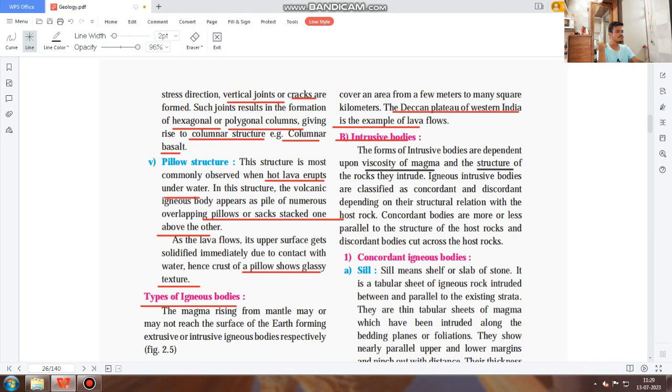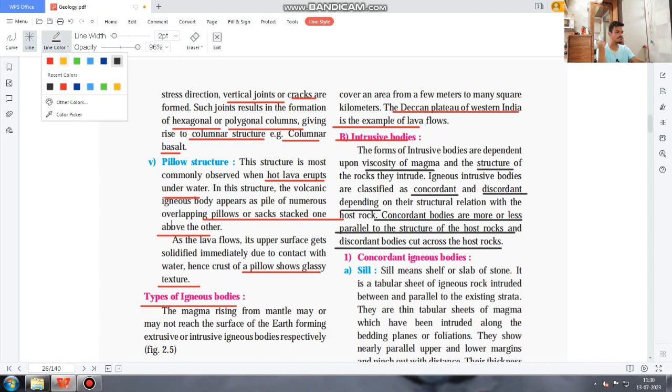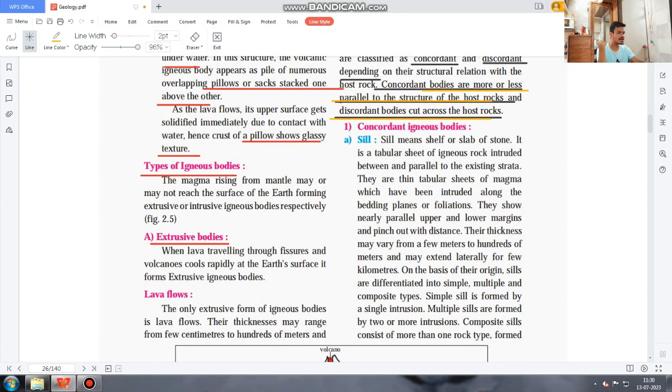The form of intrusive bodies depends upon viscosity of magma and structure. Igneous intrusive bodies are classified into concordant and discordant. This is important. This can come as distinguish or compare also. Concordant bodies are more or less parallel to the structure of the host rocks, and discordant bodies cut across the host rocks. Once again I'll repeat. Concordant bodies are more or less parallel to the host rocks, while discordant cut across the host rocks. You will come to know in the figure now.